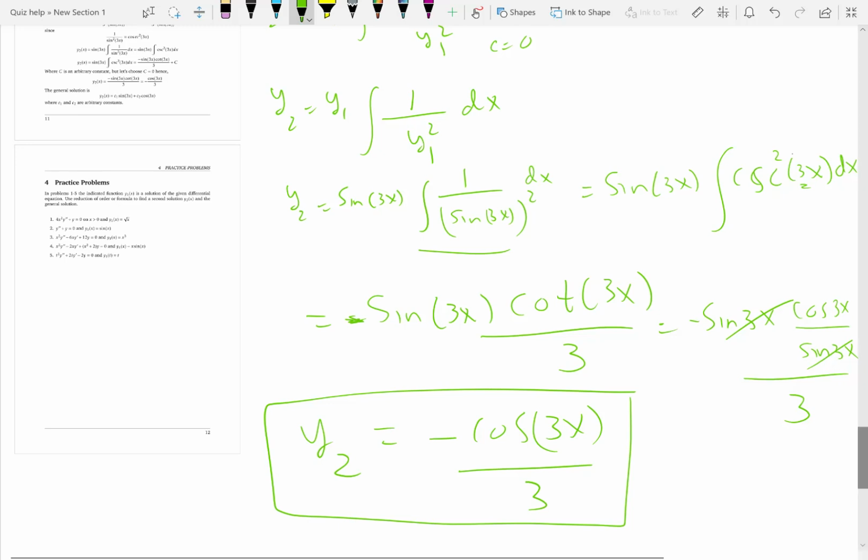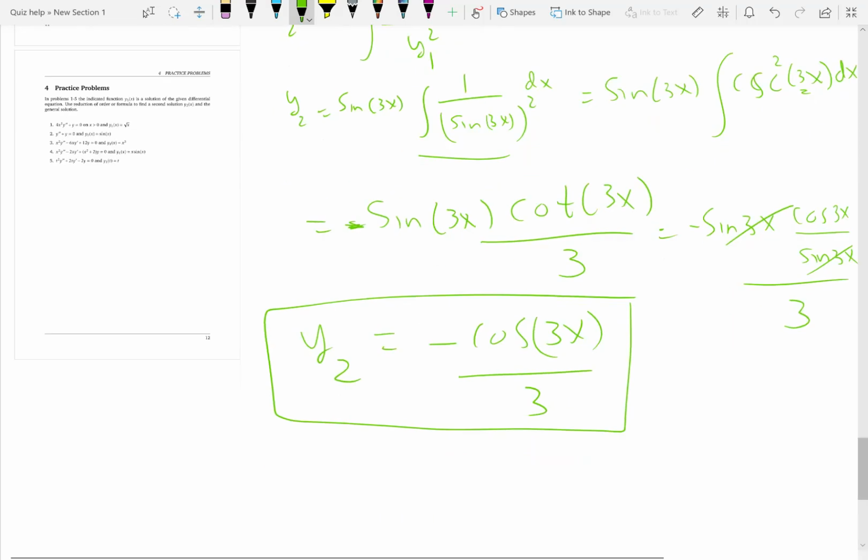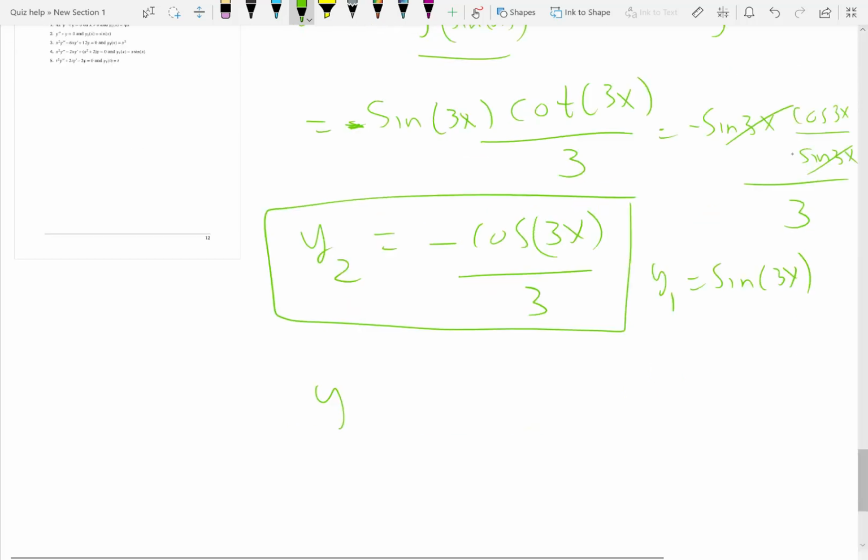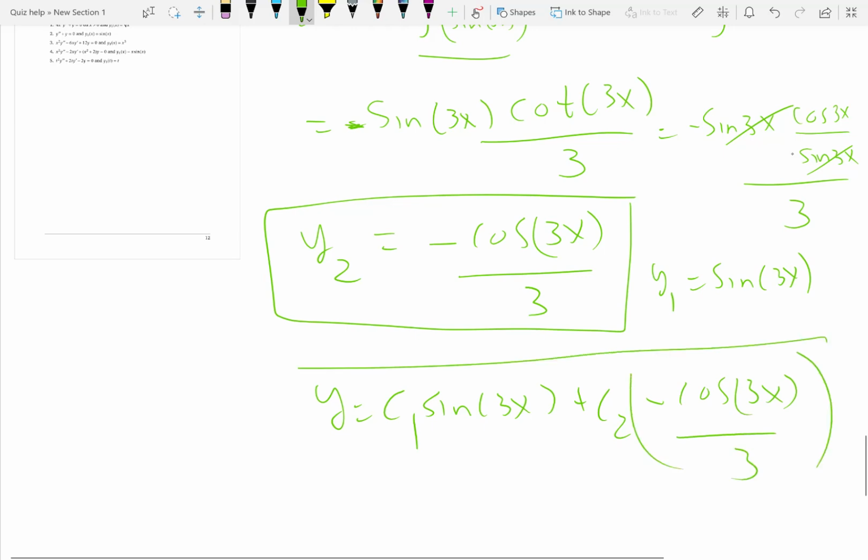Okay, all right. So we know y2, and y1 was sine 3x. So we can write the final solution. Y is c1 sine 3x plus c2 times negative cosine 3x over 3. So this is our general solution for the differential equation.